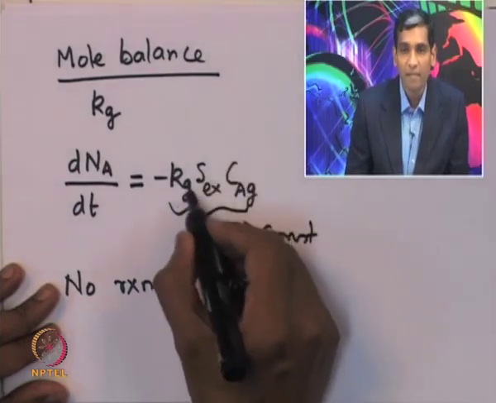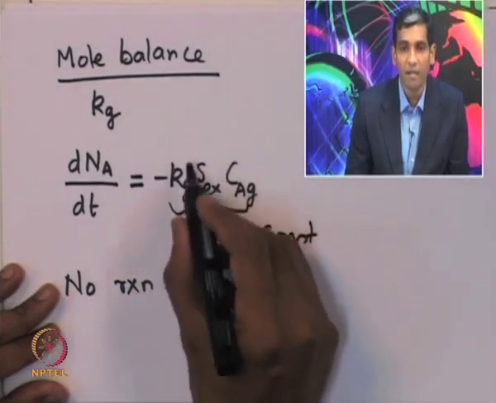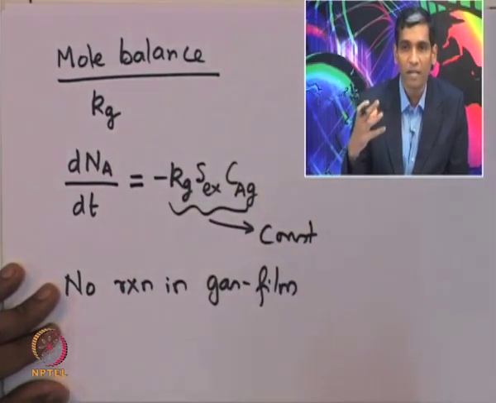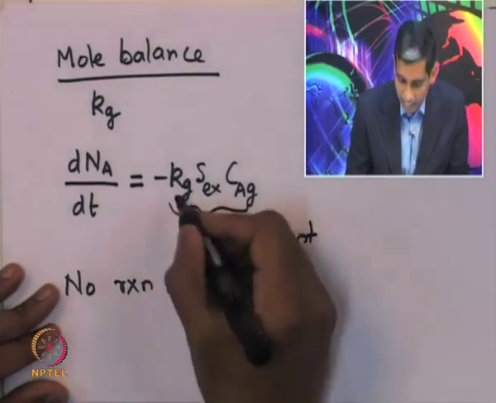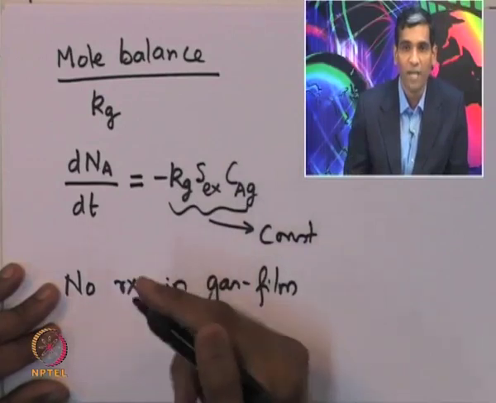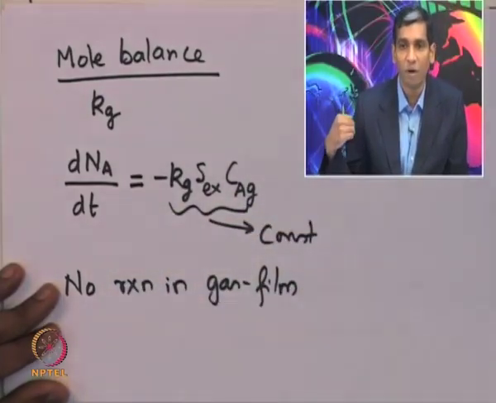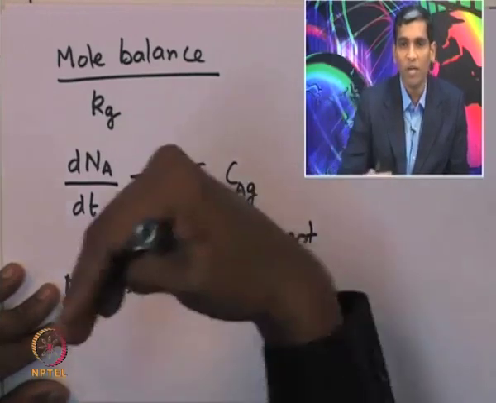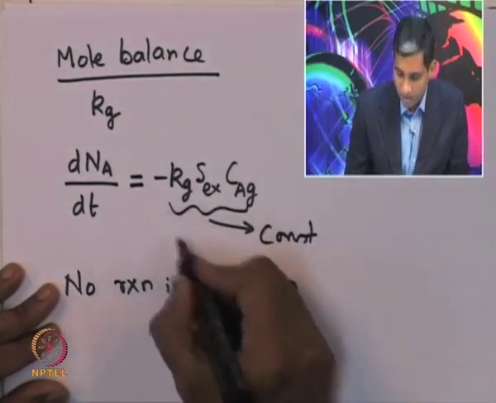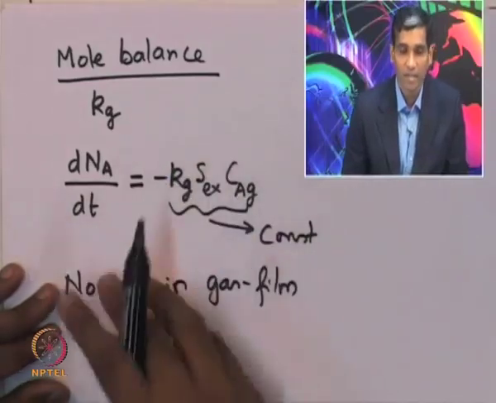Now, because CAG is constant, we can assume that this whole expression is a constant. S external is the external surface area of the core, which is expected to be constant because we assume that the particle size is not changing significantly, and kg is the mass transport coefficient. There are several correlations available to estimate the mass transport coefficient for transport of a particular species from a bulk phase to the surface of a solid core, and CAG can be maintained constant. So, the right hand side of this balance is a constant.